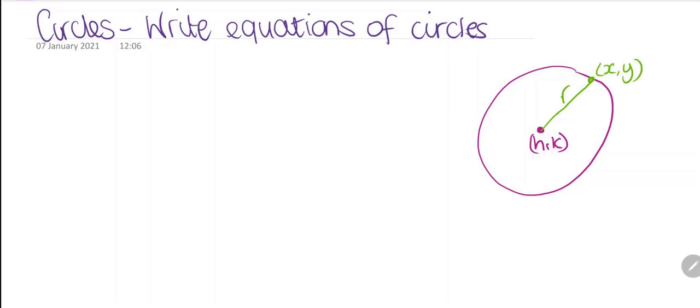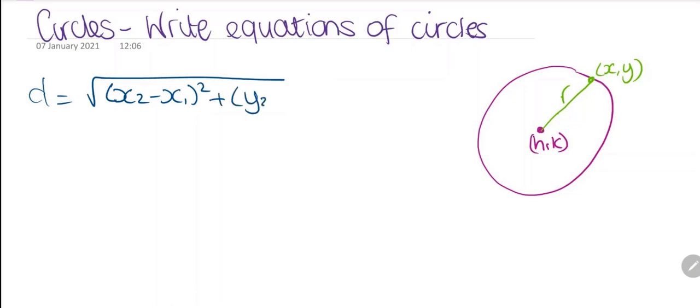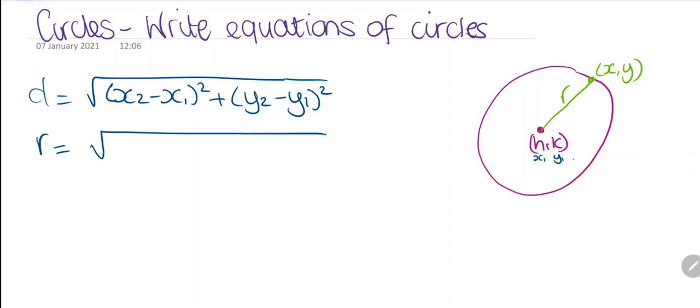So we're going to use the distance formula. Our distance formula is the square root of x2 minus x1 squared plus y2 minus y1 squared. Now we're going to use the radius, because our h and our k values are our x1 and our y1. We're going to substitute that in. So we're going to have x minus h squared, and we'll have y minus k squared.